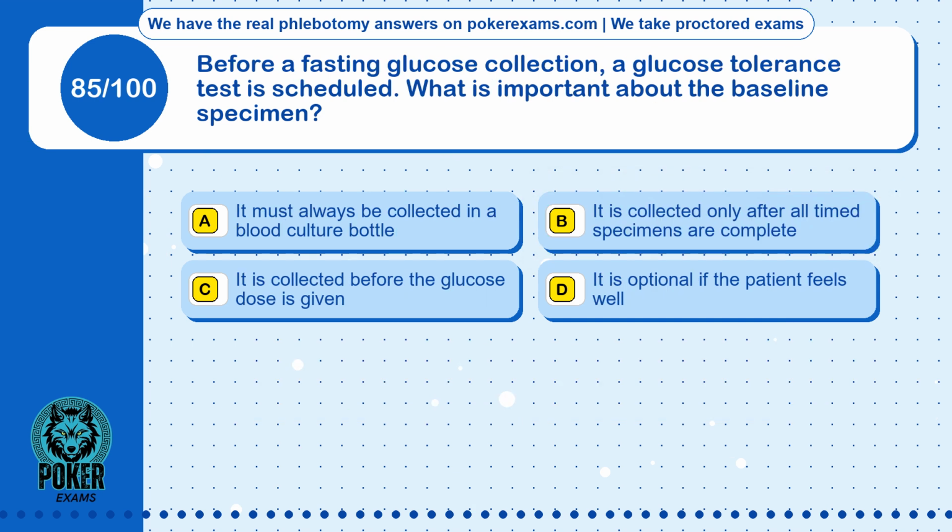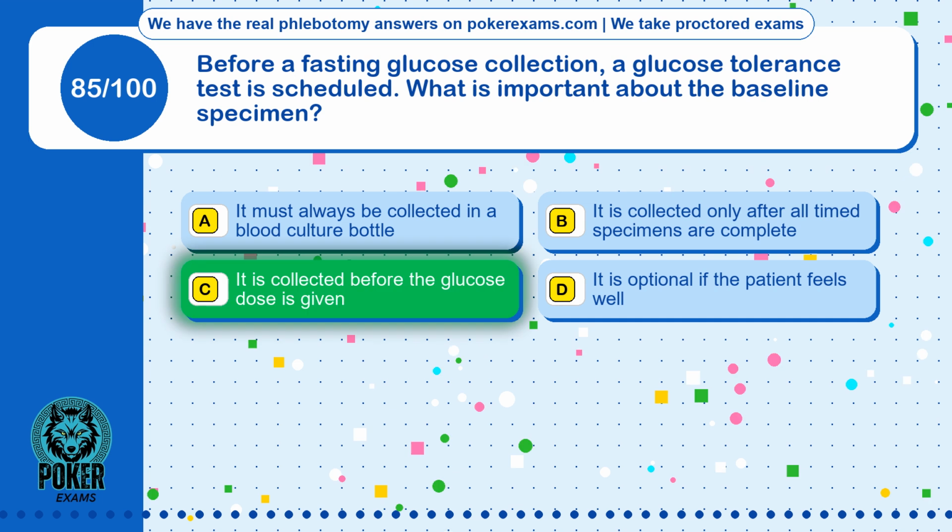Question 85. Before a fasting glucose collection, a glucose tolerance test is scheduled. What is important about the baseline specimen? Option A. It must always be collected in a blood culture bottle. Option B. It is collected only after all timed specimens are complete. Option C. It is collected before the glucose dose is given. Option D. It is optional if the patient feels well.